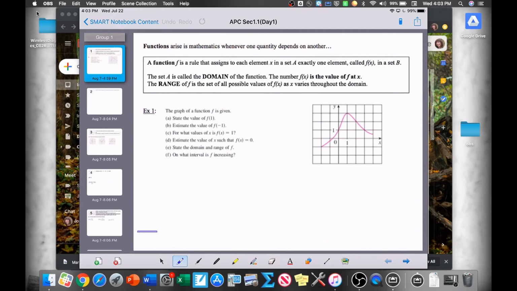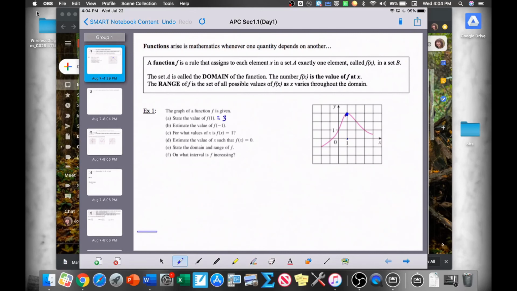In our first example, we are given a picture of some function called f of x, and we are asked to state the value of f of 1. That means, what is the value of our function when x is 1? We look at our graph, right here is where x is 1, and the value of our function when x is 1 is 3. So f of 1 would be 3.